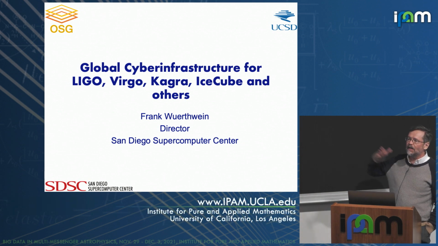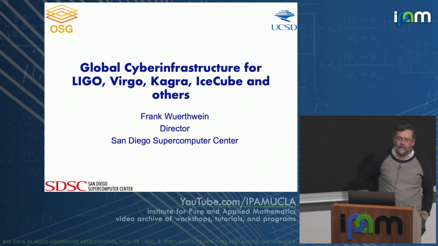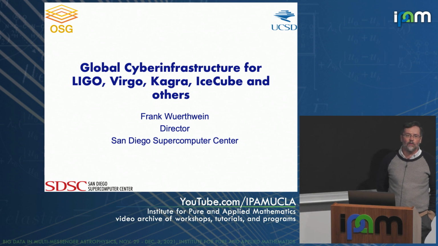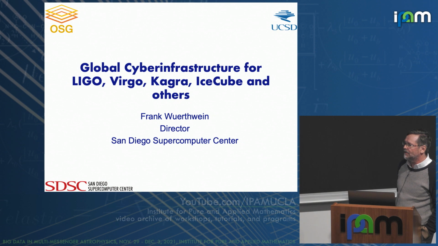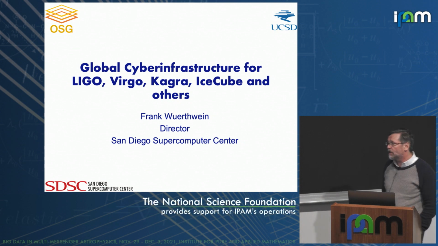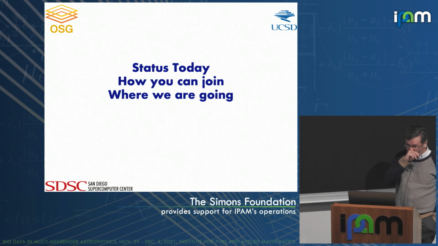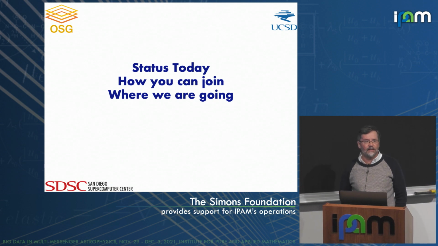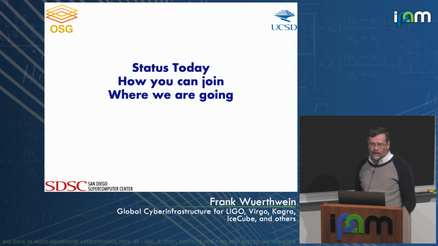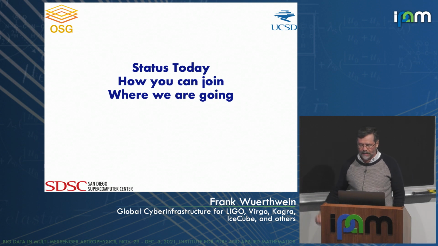So I sort of look at LIGO from the outside in, and what I'm talking about is what infrastructure LIGO uses, as well as a host of others, in order to do global science, share data, and how you can join this and participate and get access to that data. So I'm going to talk about 3 topics: the status of the infrastructure as it stands today, how an institution or an individual can join, and where this infrastructure is heading.